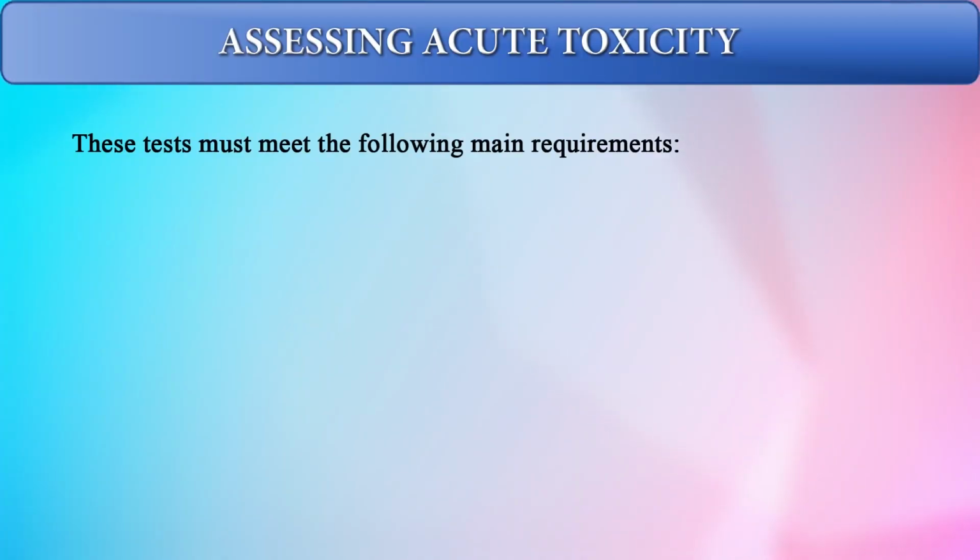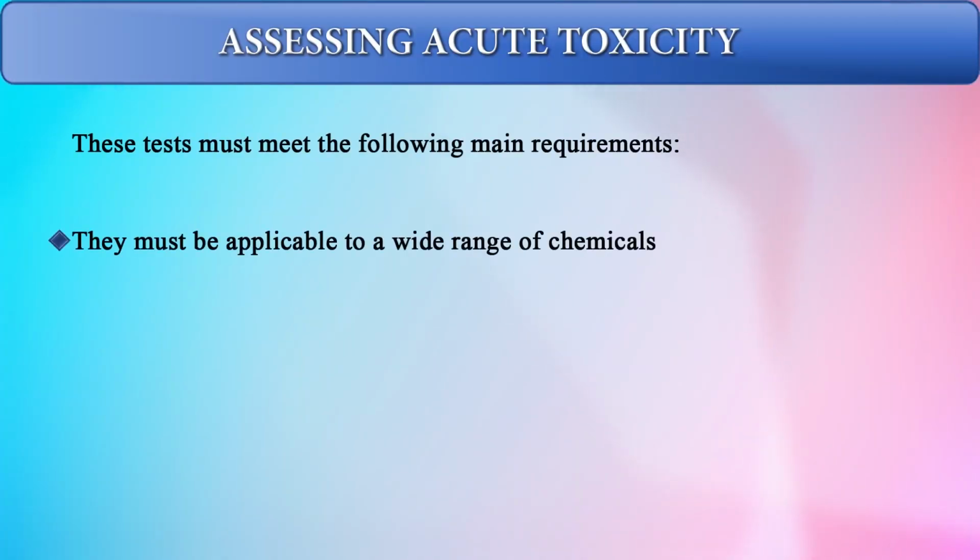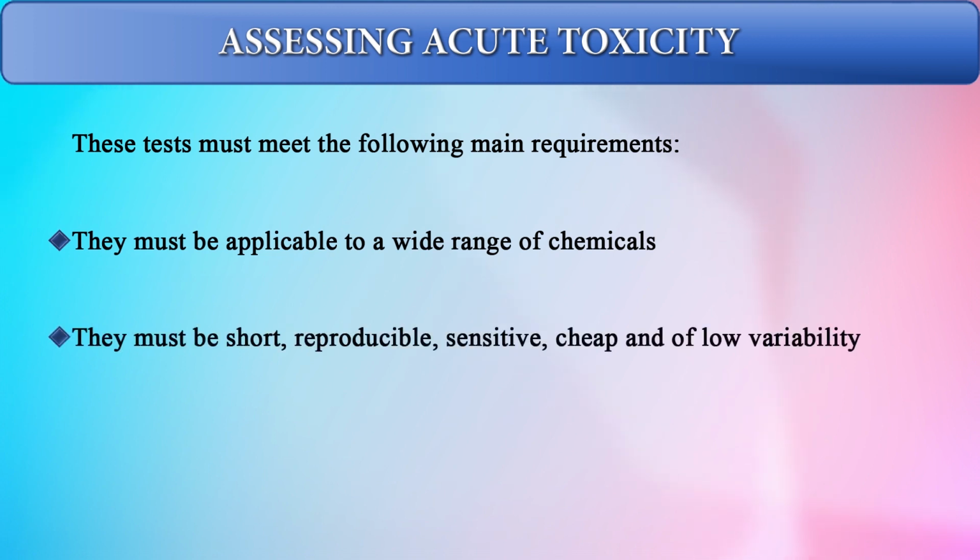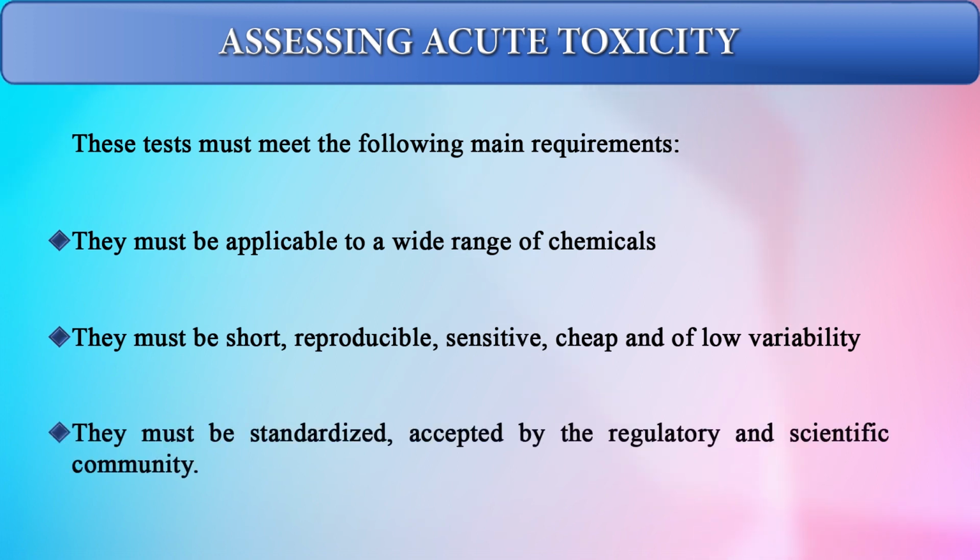These tests are also applied to compare the sensitivity of different species or organisms at different stages of their development, to find the relationship with other variables that affect overall results. These tests must meet the following requirements. They must be applicable to a wide range of chemicals. They must be short, reproducible, sensitive, cheap and of low variability. They must be standardized and accepted by the regulatory and scientific community.